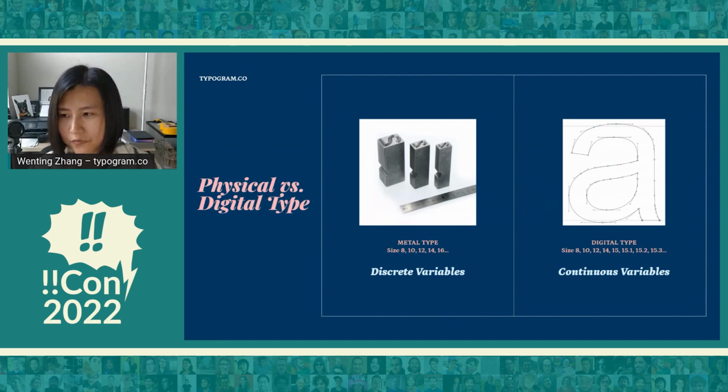So, physical versus digital type. With metal type, the number is discrete. It's a discrete variable, mathematically speaking. It's 8, 10, but you don't get 9, you don't get 9.5. With digital type, the font size becomes a continuous variable. It can be any number within a range. So 8, 10, 10.1, 10.2, whatever number you want.